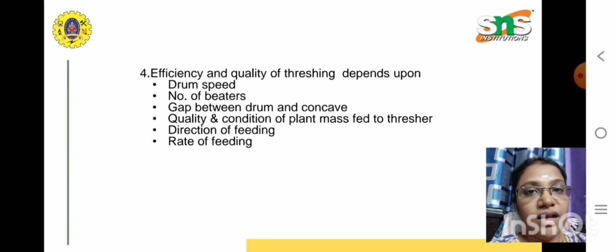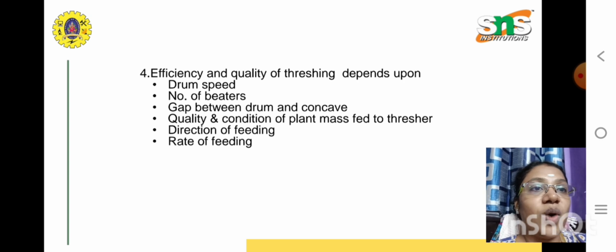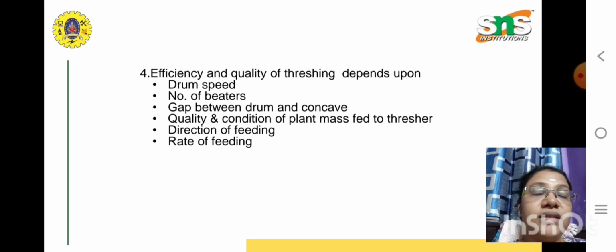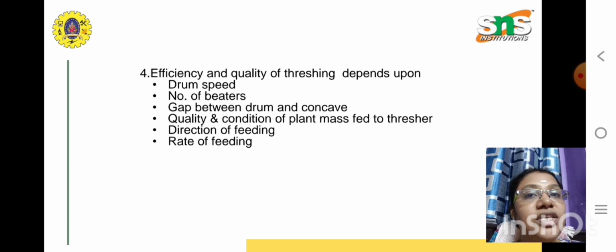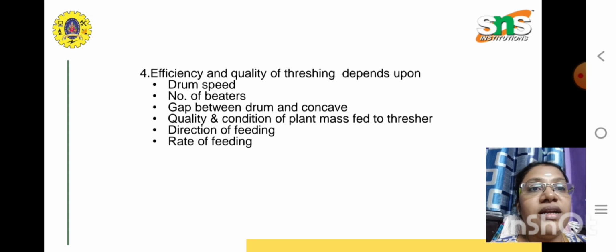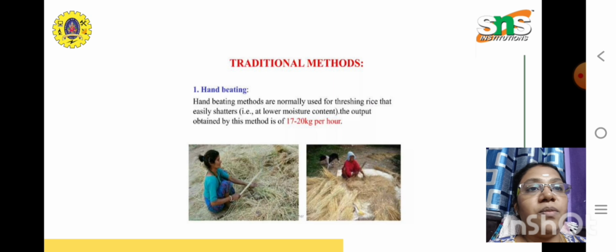And the last one, the efficiency and the quality of threshing will mainly depend on what type of drum is used, the speed of rotation of the drum, the number of beaters used to either beat or rub for the separation of the grains and the panicles, the gap between the concave and the drum, the quality and condition of the plant mass fed to the thresher, the direction of feeding and the rate of feeding. So these are the four principles behind that.